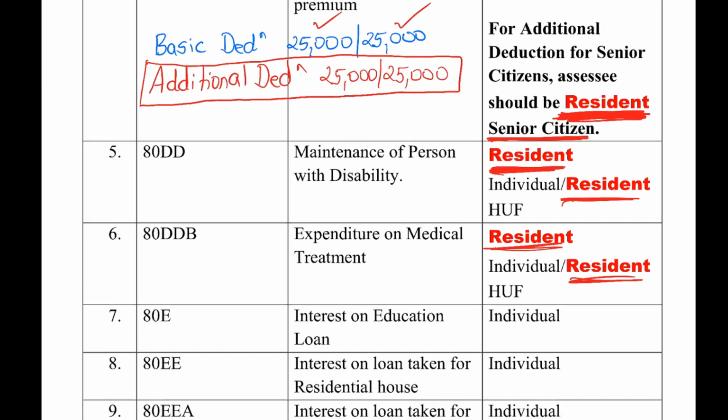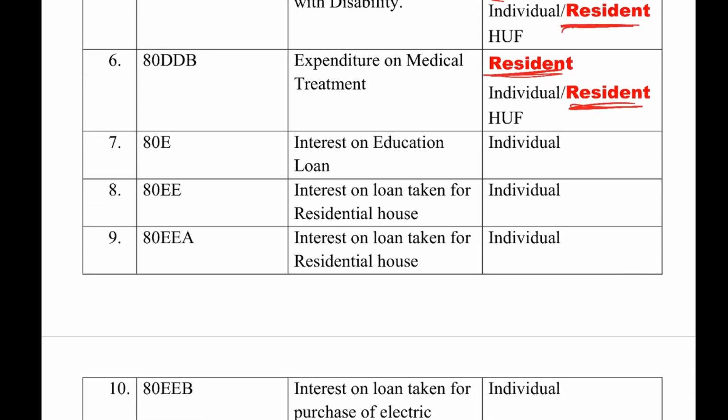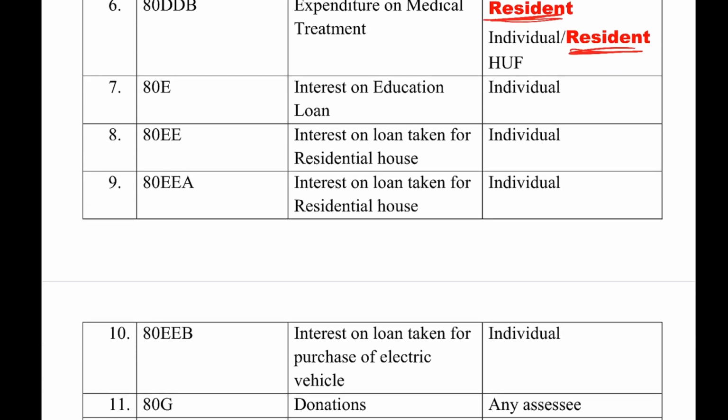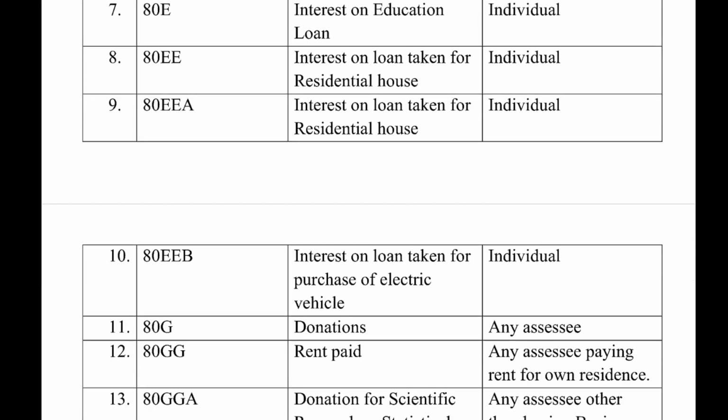Other deductions like 80E, 80EE, 80EEA, you must read the specific conditions in those sections. But in those sections, there is no criteria of residential status. It is available to individuals, but obviously there are specific conditions related to those sections. You have to fulfill those conditions.